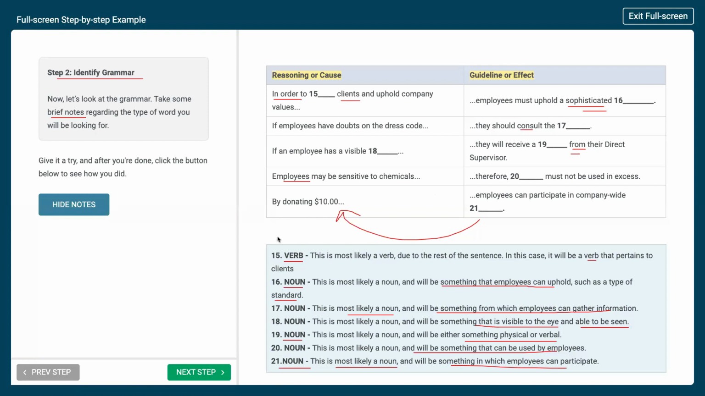And also, I just want to let you know that usually most of these table completion questions will have a lot of nouns as their answer. So you might be thinking 16 through 21 is really similar because they're all nouns. And that's true, but notice how we have ideas about how these nouns are different. So something is visible, something can be physical or verbal. You might have examples where the noun is a person. So really try to be detailed when you do this step.